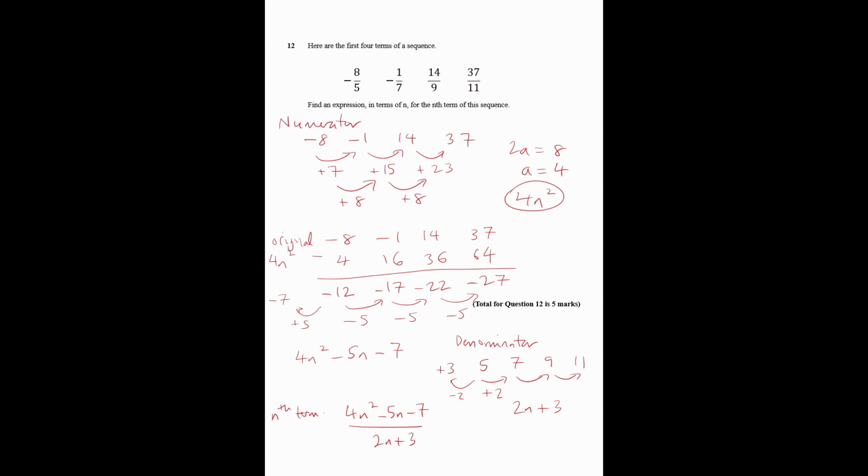Let's just double check that. If I substitute in n equals 1, I get 4 minus 5 minus 7, which is minus 8, and then 2 plus 3, which is 5. So I get minus 8/5, which works. So at least it works for the first one, so I'm quite confident with that one.